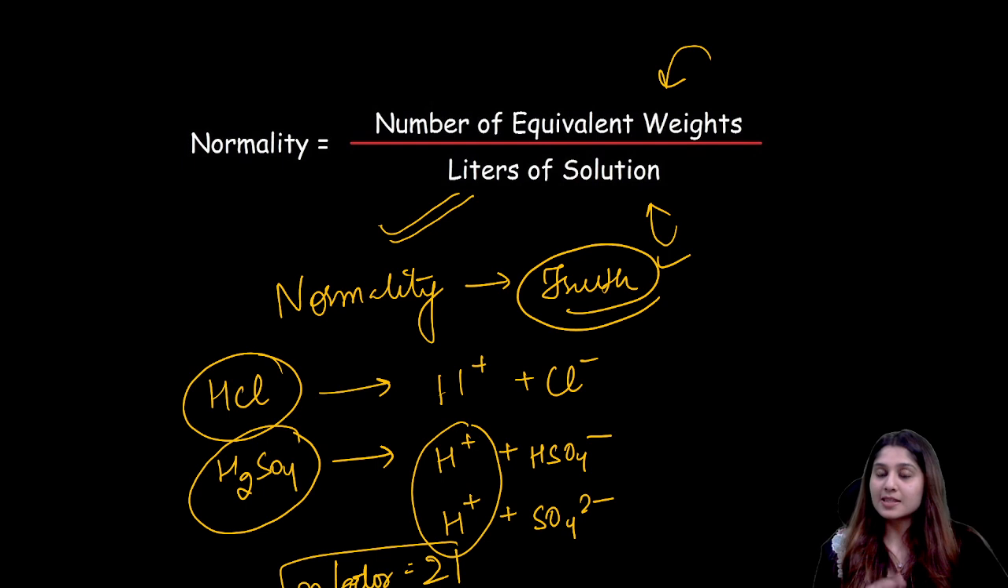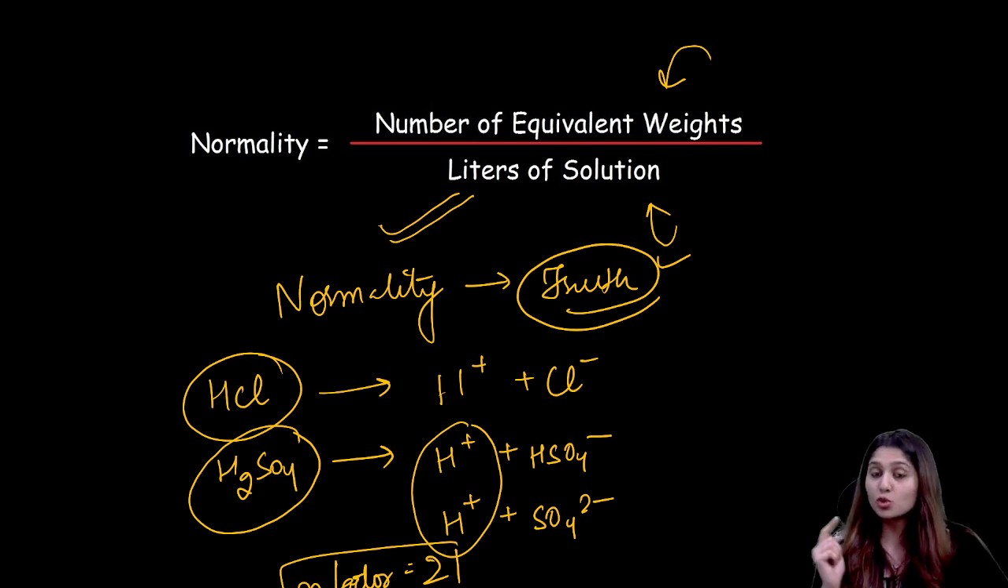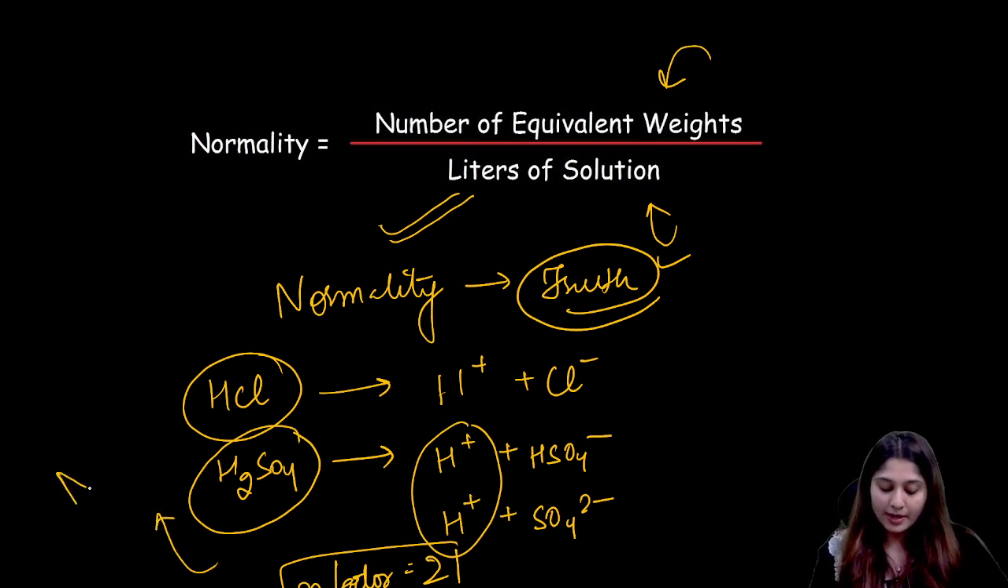So in this case, molarity will not be the same as normality. Why? Because moles of H2SO4 is 1 only, but in the actual way, it is giving out 2 H+ ions. So that's why, specific to H2SO4, where the n factor becomes 2, normality will be equal to 2 times molarity.